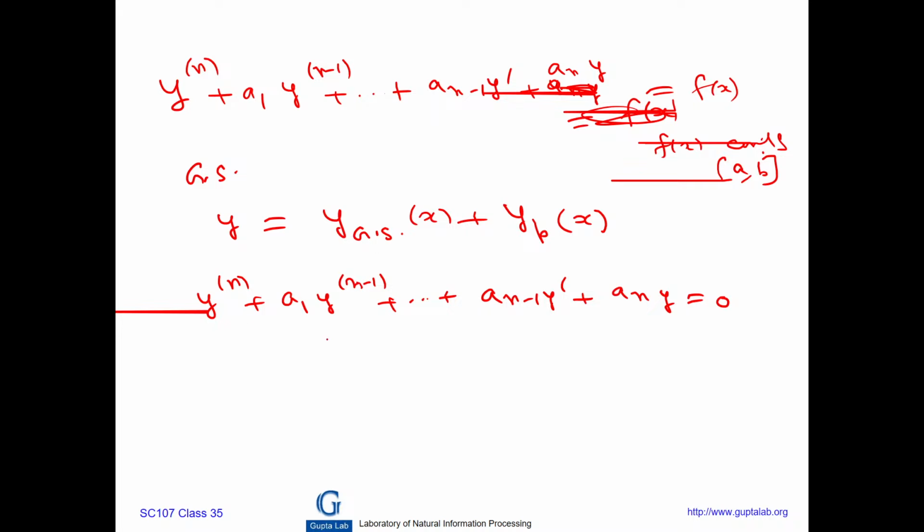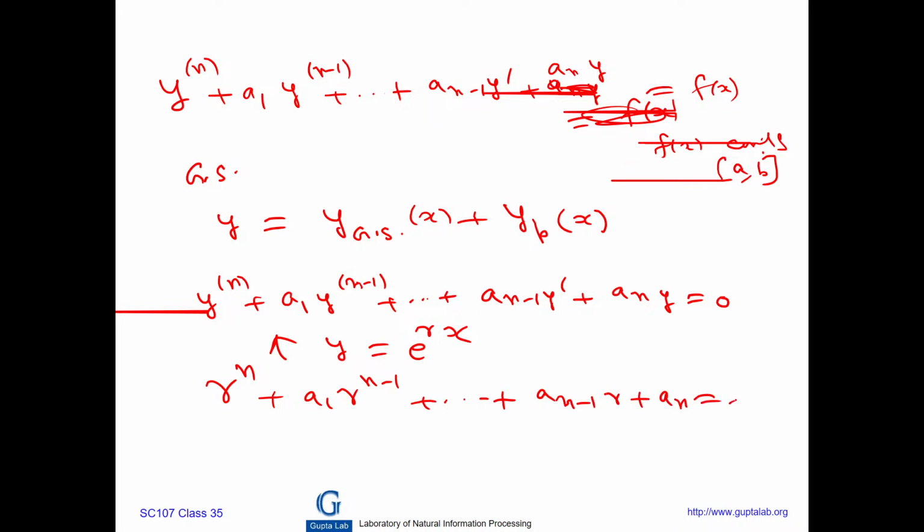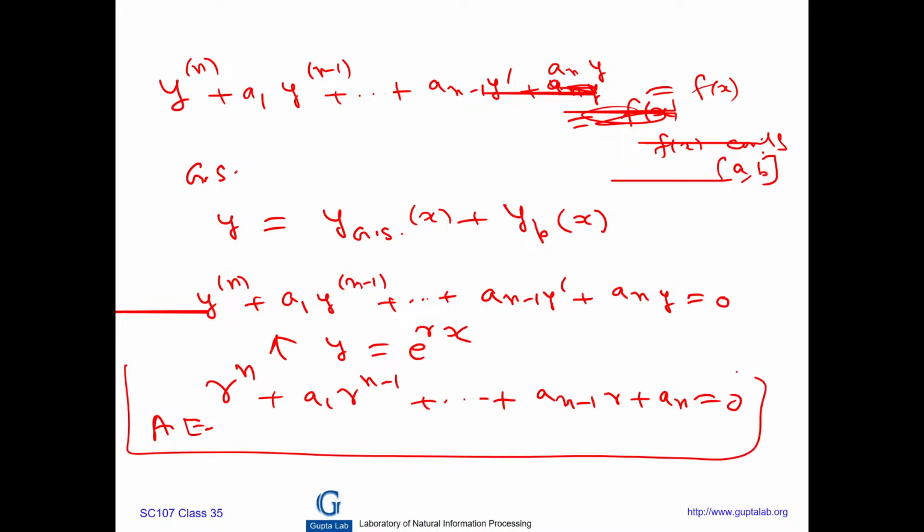So in this case, if you put y is equal to e raised to power rx, the equation is r^n plus a1 times r raised to power n minus 1 plus ... plus a_{n-1} r plus a_n is equal to 0. This is our auxiliary equation. अब इसके रूट पे डिपेंड करेगा what are the solutions. Remember, linearly independent solutions we need to find.